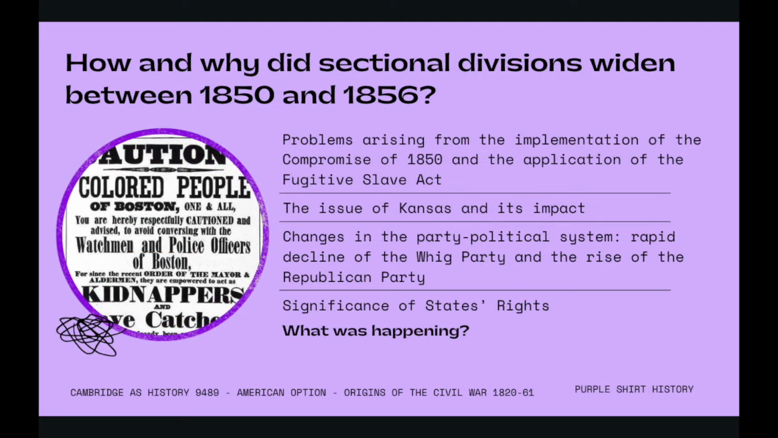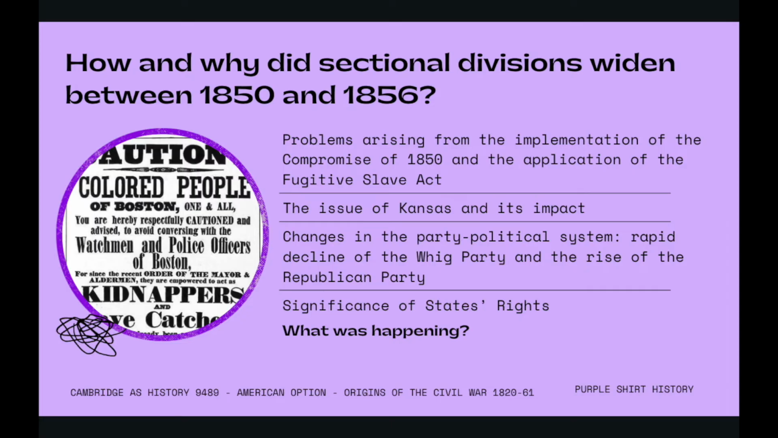Now on to the 1850s. The Compromise of 1850 and the Fugitive Slave Act. Let me talk about the Compromise of 1850 briefly. So this introduces popular sovereignty, meaning the state, when it becomes an applicant to be a member of the Union, will vote as to whether it wants to be a free state or a slave state.